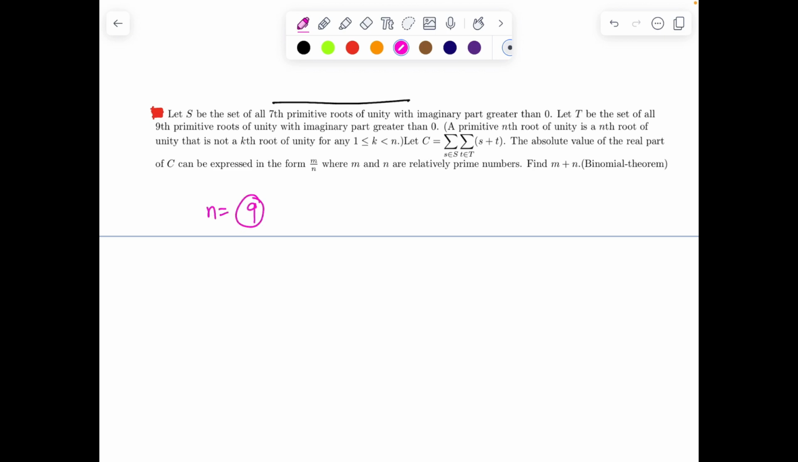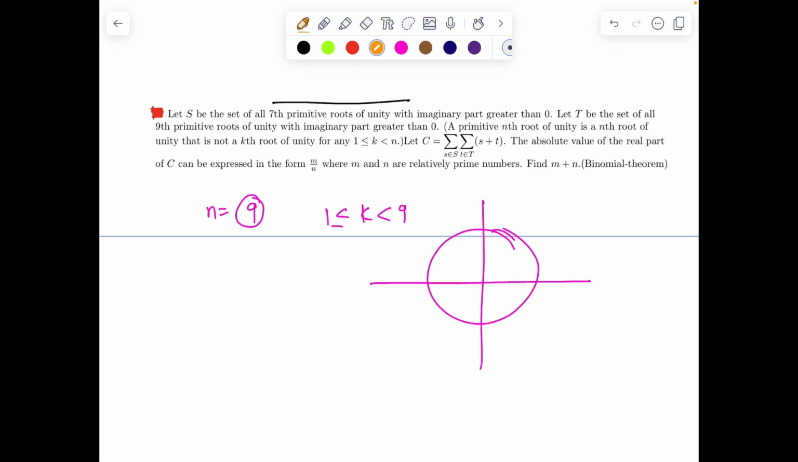So instead of n, if I keep 9, let's see what a primitive 9th root of unity is. So put n as 9 and read the question again. A primitive 9th root of unity is a 9th root of unity that is not a kth root of unity for any k belonging to 1 to 9. Now you know the 9th roots of unity will lie on a circle and divide the circle into 9 equal parts. We have 1, let's say z, z square, z cube, z4, z5, z6, z7, z8 and z9 is 1. Now are all of them primitive roots of unity?